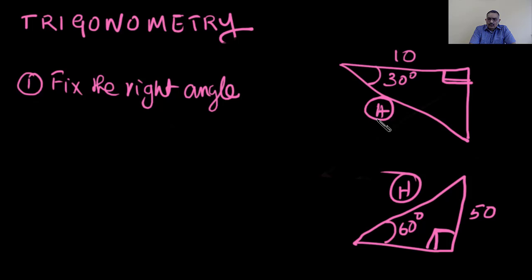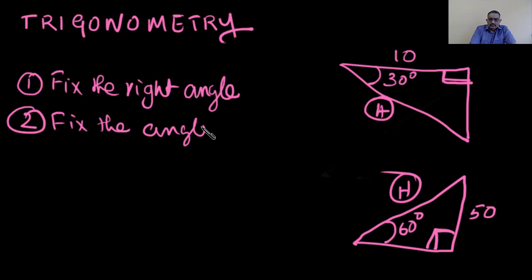So therefore we now need to fix the angle for the trigonometric ratio. For example, in this case I have taken this as the angle, that is 30 degrees. All right, and in this case, I have taken this angle as 60 degrees. Now fixing this angle helps us determine the ratio.